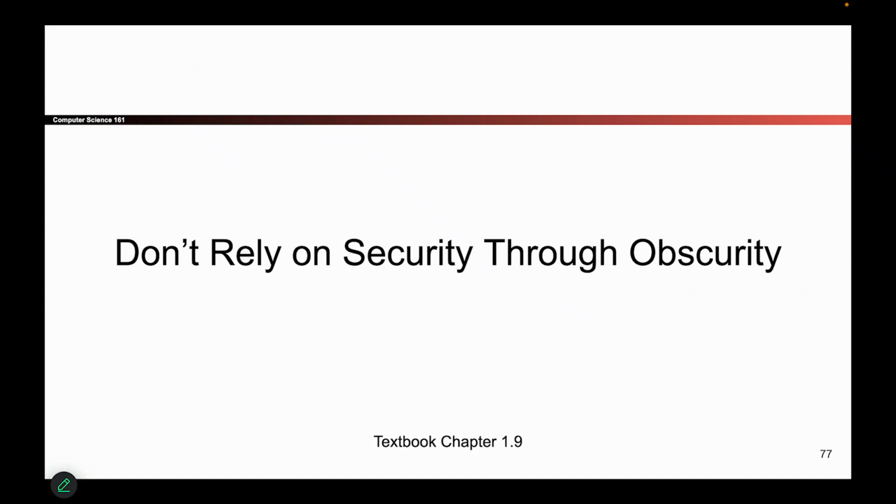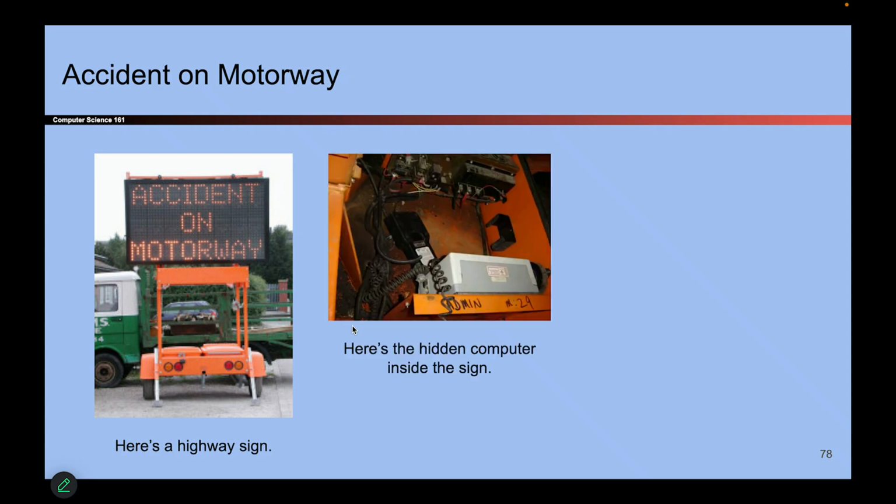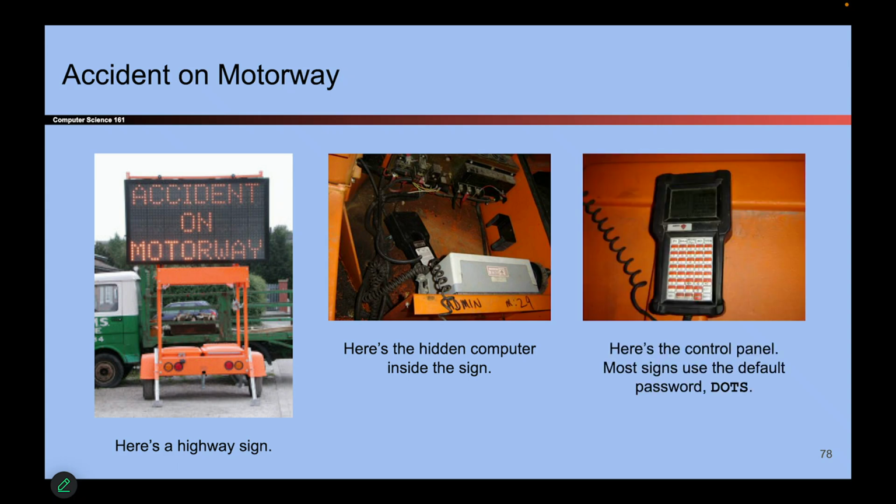OK, so the next one is security through obscurity. So here's the story. You ever see these signs? You're driving on the highway, you see these signs. Well, turns out, if you actually open up these signs, you'll see that there's a little computer that tells you what message to display. And it turns out, if you actually go into the computer, there's this little panel where you type the message and you have to type a password before you can update the message.